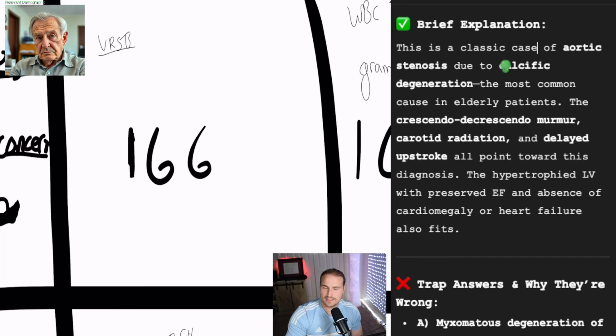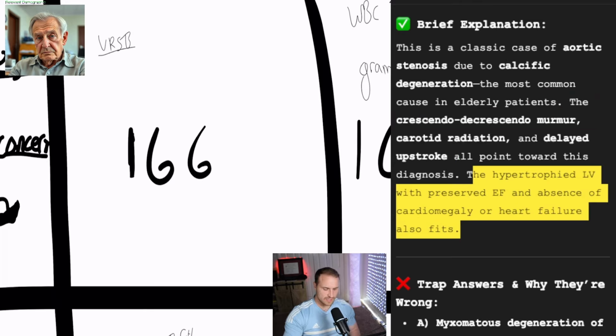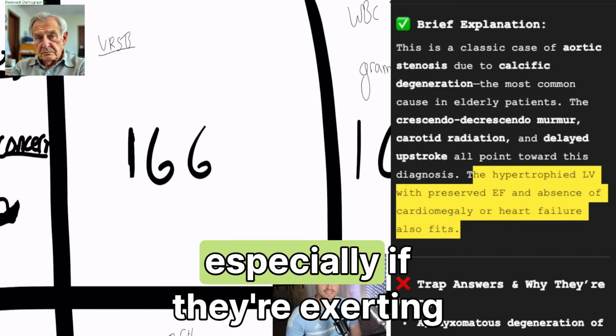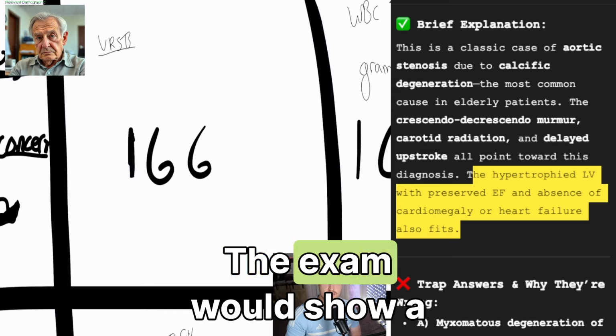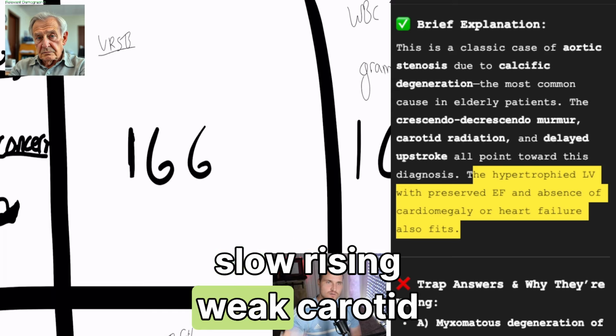Basically, aortic stenosis due to calcific degeneration. We know this because of the crescendo-decrescendo murmur, carotid radiation, and delayed upstroke. Now, the symptoms you might have to look out for on test day are fatigue, lightheadedness, especially if they're exerting, and near syncope. The exam would show a slow, rising, weak carotid pulse.